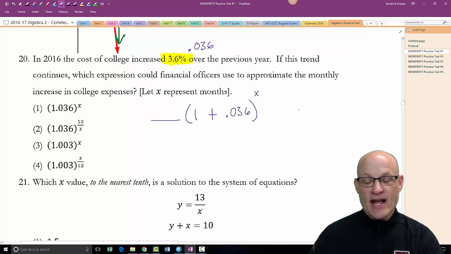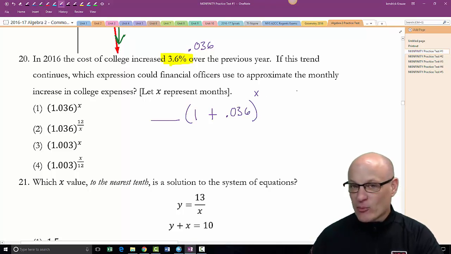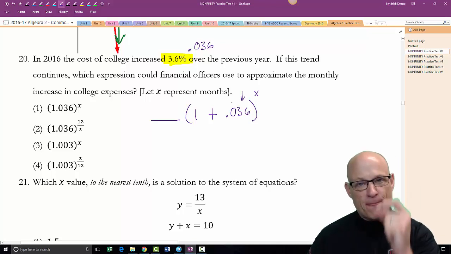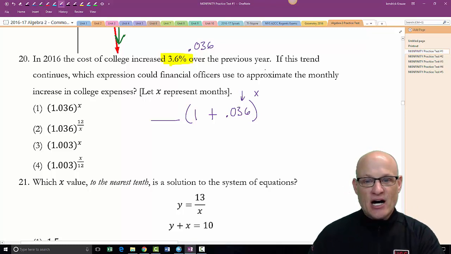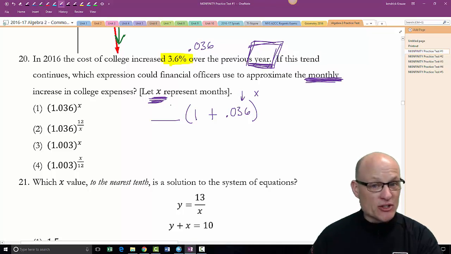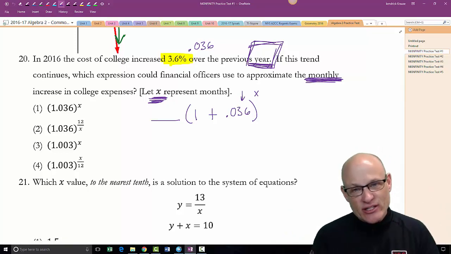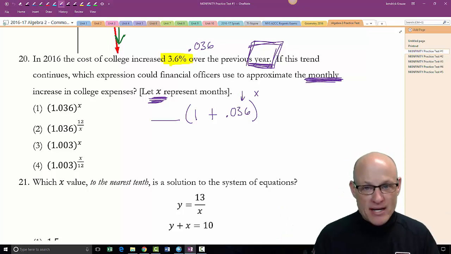in this case 0.036, to the exponent. Now, what the exponent looks like is a little bit different depending on the problem. In this case, this is 3.6 per year, right? That's a 3.6% rate per year. I'm not asking about per year. I'm asking about monthly, and x represents the number of months, not years. So if I want to know my monthly increase rate, I can't use a yearly interest rate to find out what's going on monthly.